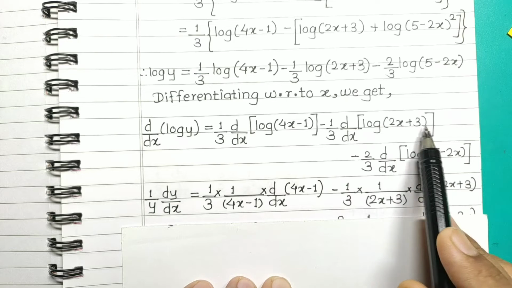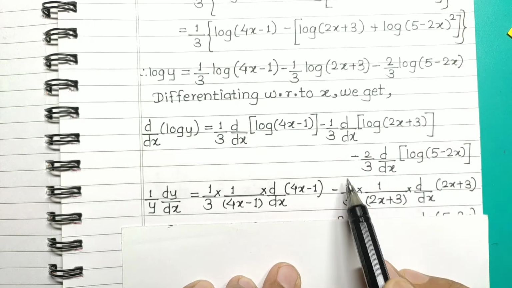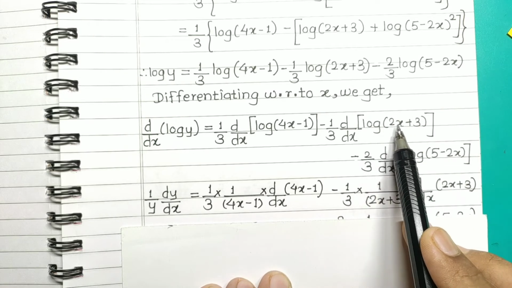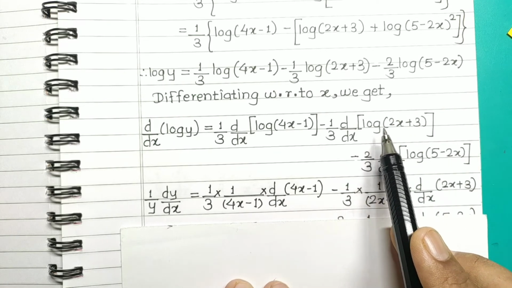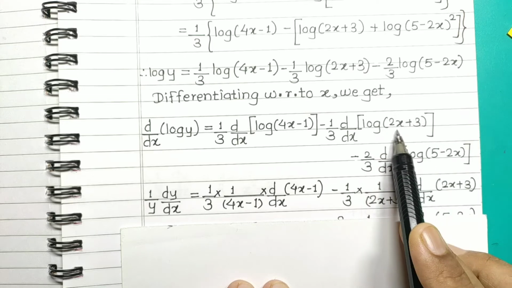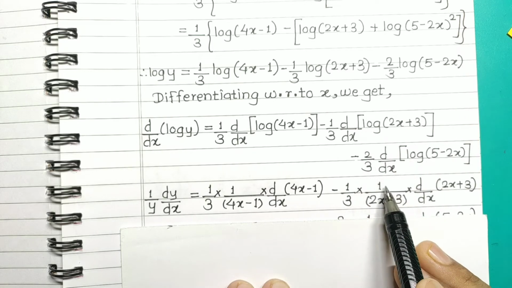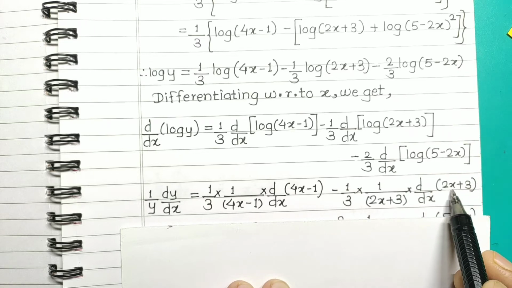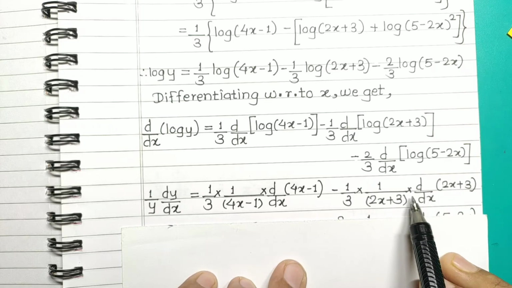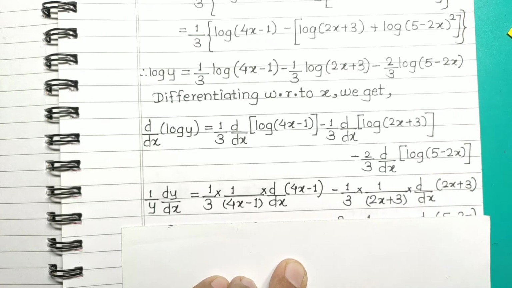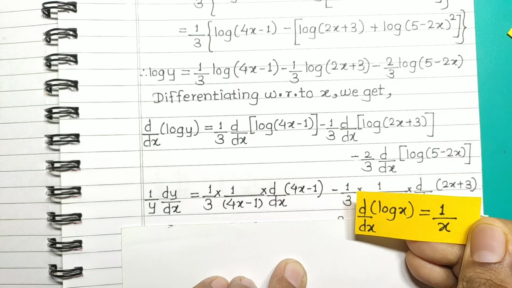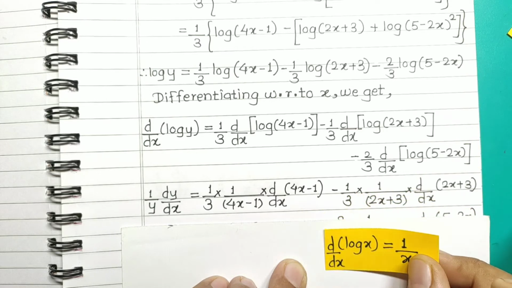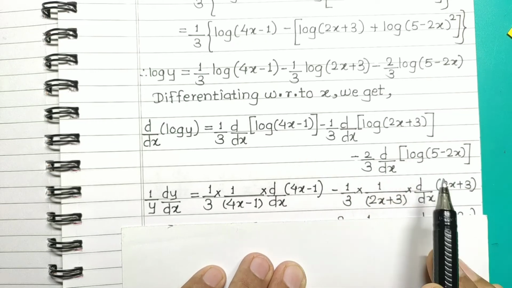Then for this next term we have minus 1 by 3 constant. Again it is a composition, and to find its derivative, let's treat this function as log of something. So its derivative is 1 upon something into the derivative of something, which is 2x plus 3. Again we have used the chain rule and this standard formula for logarithm: the derivative of log x is 1 upon x. We have used this formula and the chain rule to find these derivatives.